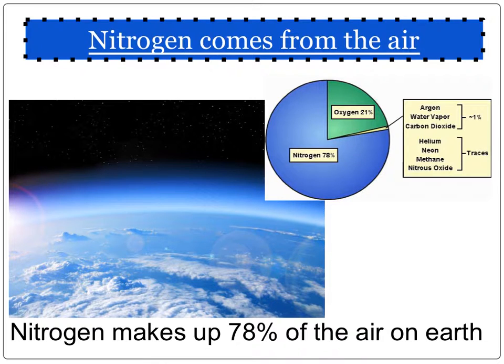Well, nitrogen actually comes from the air. You can see here a tremendous picture of our atmosphere. So the atmosphere on that global picture is 78% nitrogen. 21% of the air is oxygen, so sufficiently less than nitrogen, and then 1% is a bunch of other things, including argon, water vapor, carbon dioxide, and some other trace gases.